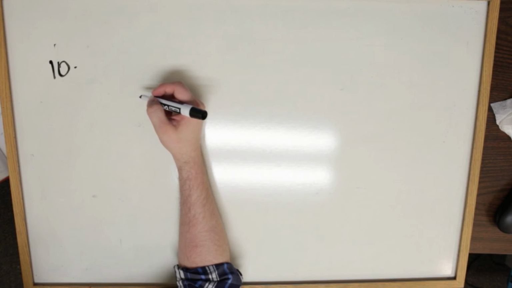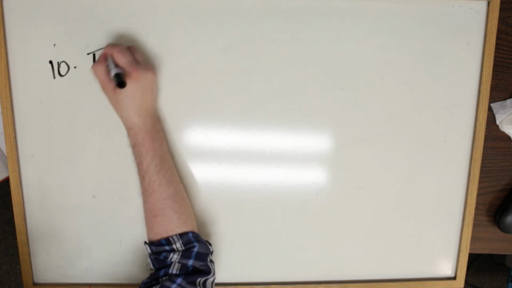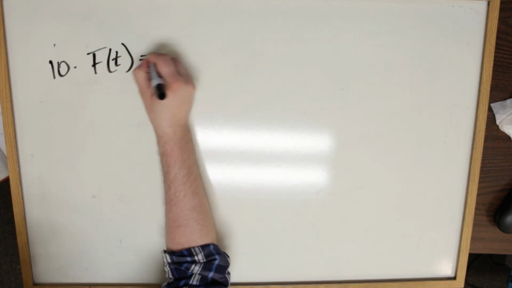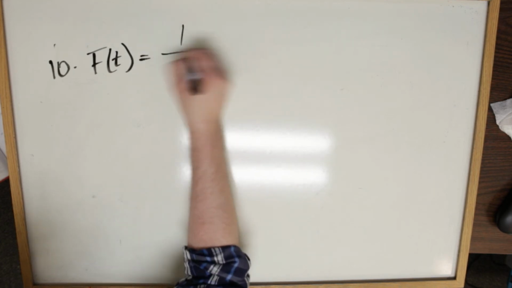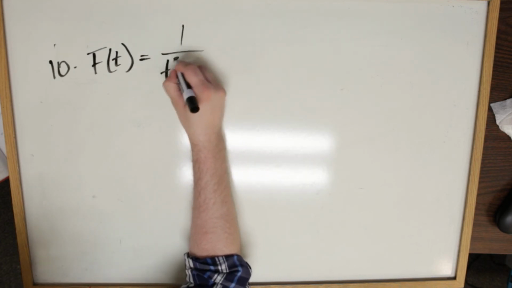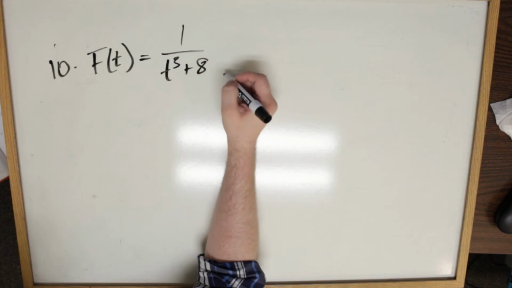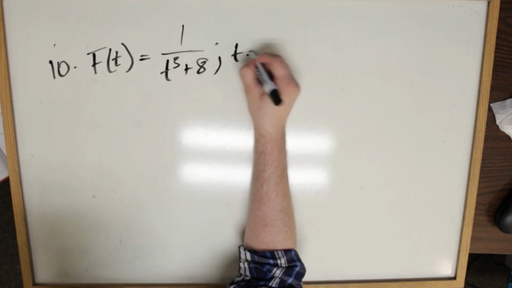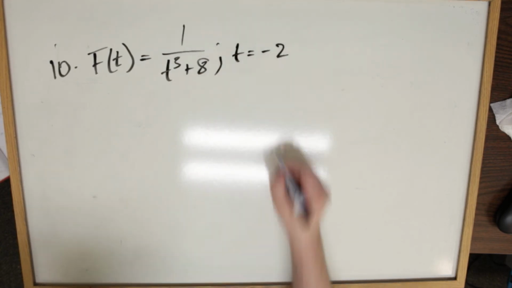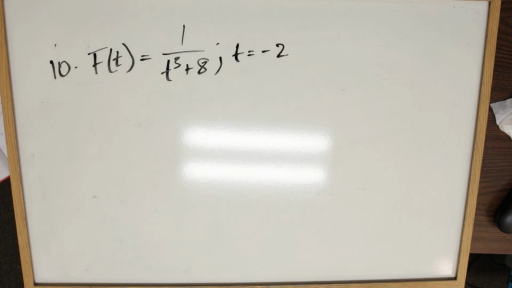Yeah, let's do capital F of t. Again, this is just a different way of writing a function, but it's the same thing. F of t equals 1 over t cubed plus 8, and we're looking for t equal to minus 2. Let's substitute the value in and see what we get.